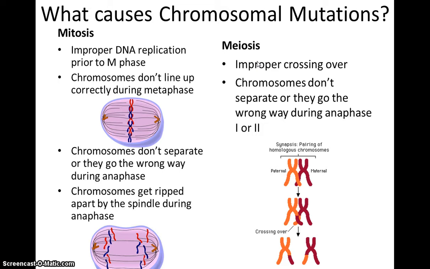In meiosis, the main culprit of chromosomal mutations is going to be improper crossing over. As a reminder, crossing over is where you have 2 similar or homologous chromosomes that line up and swap alleles. So they're going to swap portions. A lot of these things we're going to see that is improper. It doesn't get swapped correctly. And also similarly to mitosis, we're going to see a specific instance where chromosomes don't go the way they're supposed to, or they don't separate, and again, this is going to be an issue during anaphase. This is going to happen in either the first or second part of meiosis.